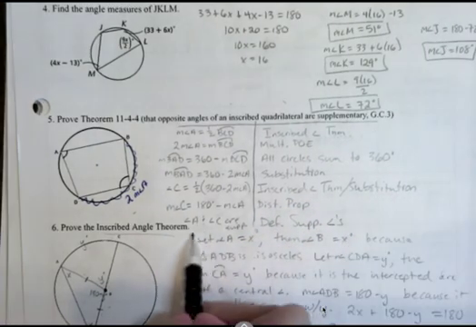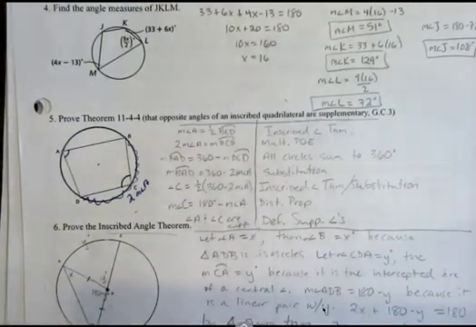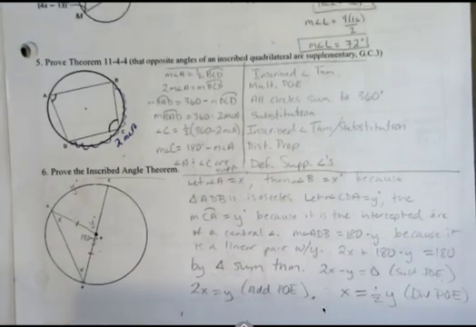All right, so we just showed that angle C and angle A, opposite angles in an inscribed quadrilateral, must add to 180. Okay, those are the 2 proofs for 11.4.